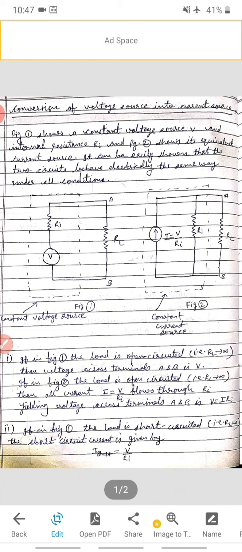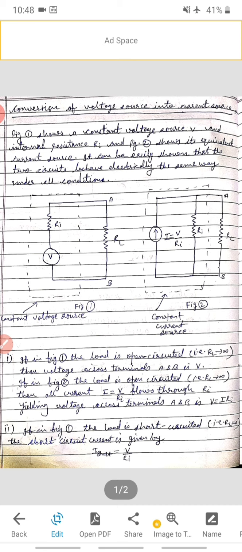I current flows through the resistance Ri, so we get the voltage across terminals A and B is equal to V, and V equals I into Ri. Now the open circuited voltage across AB is V for both the circuits, and hence they are electrically equivalent. It is clear?